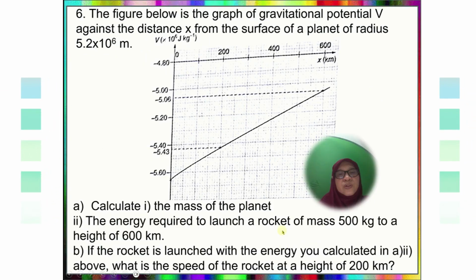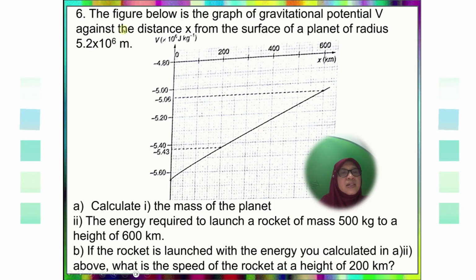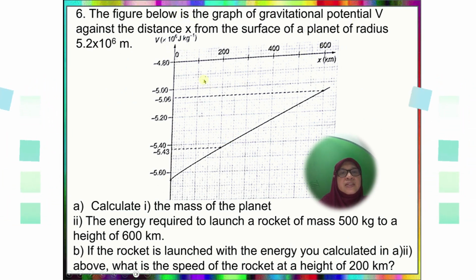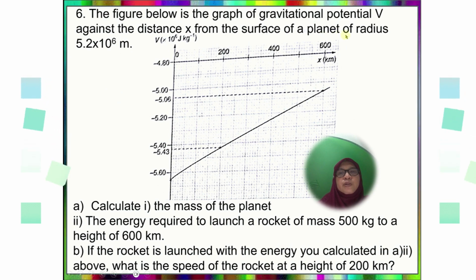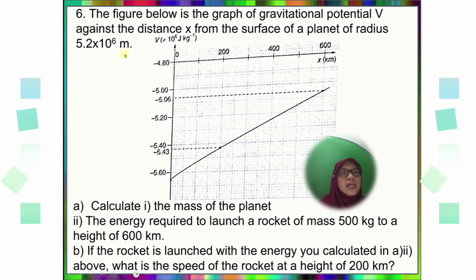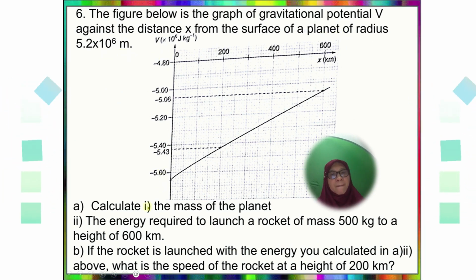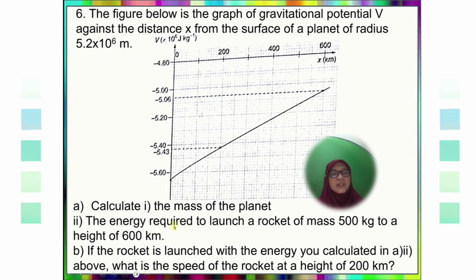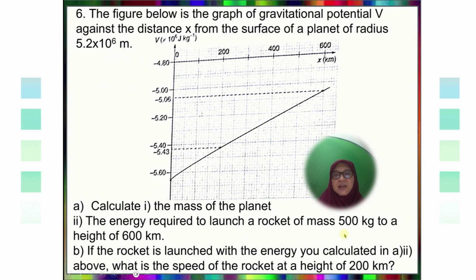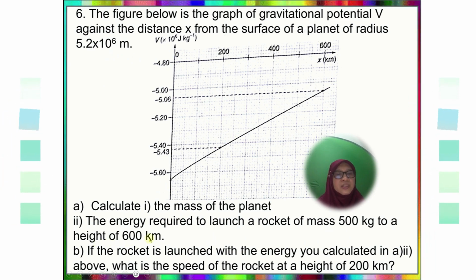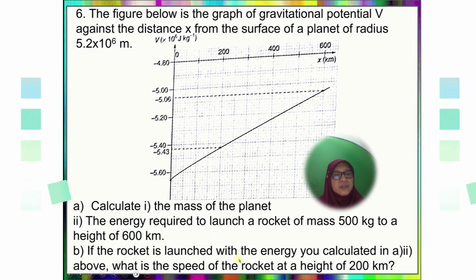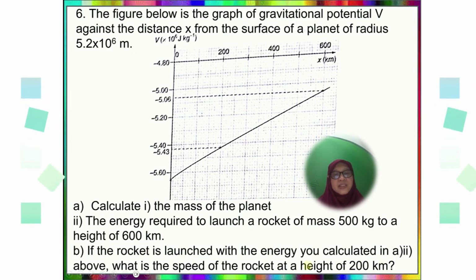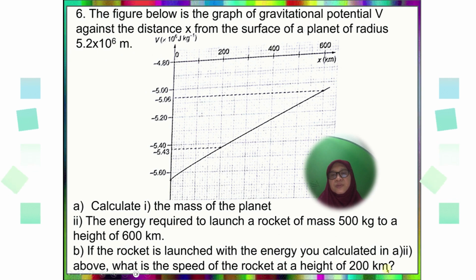Okay, next we go to question 6. The figure below is the graph of V against x from the surface of a planet of radius 5.2 times 10 to the 6 meters. Calculate the mass of the planet and the energy required to launch a rocket of mass 500 kg to a height of 600 kilometers. If the rocket is launched with the energy you calculated in A2 above, what is the speed of the rocket at a height of 200 kilometers?